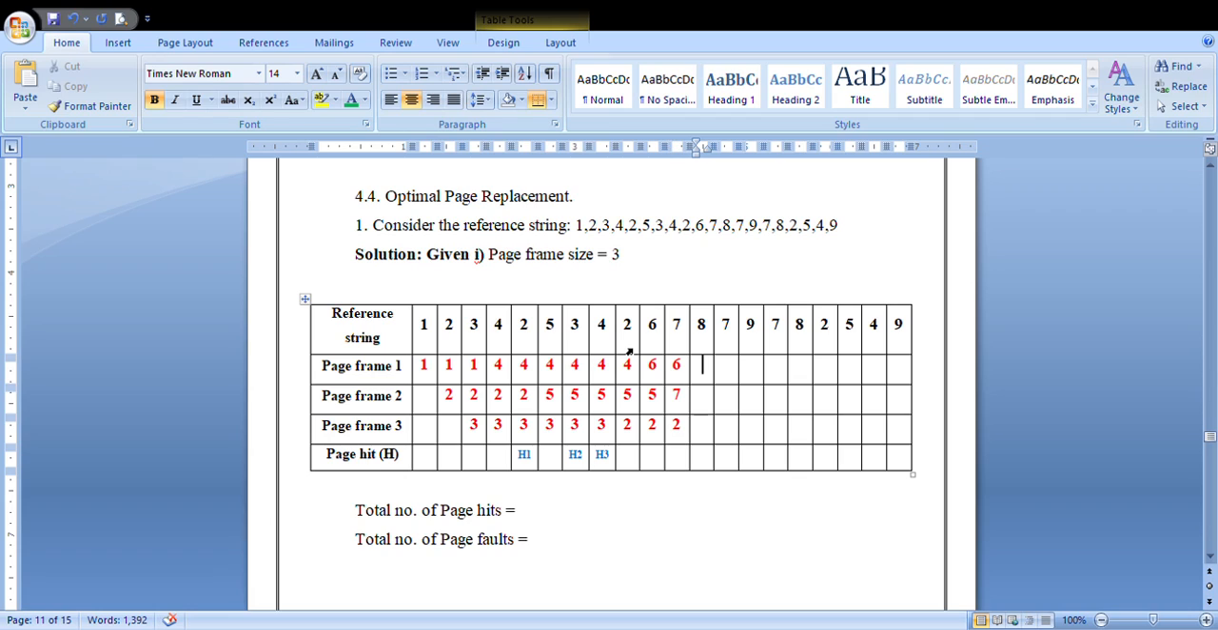Next is 8. 8 is also a new page, and here you need to check 6 and 2, because 7 has now arrived so you need not check it. The oldest page is 2. Check for 2 in the next 3 instances. It is not repeating. So replace 2 by 8.